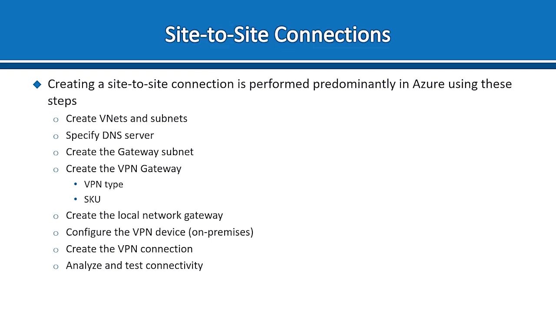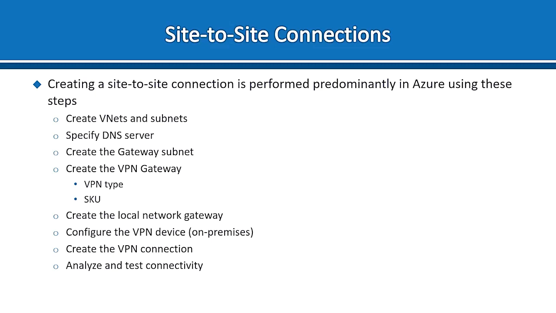The next step is to create the local network gateway, and that is what refers to your on-premises location. So you give the site a name in Azure, and you go from there. You also specify the IP address prefixes that are on that particular network, so that we know how to route, right? So it makes sense.